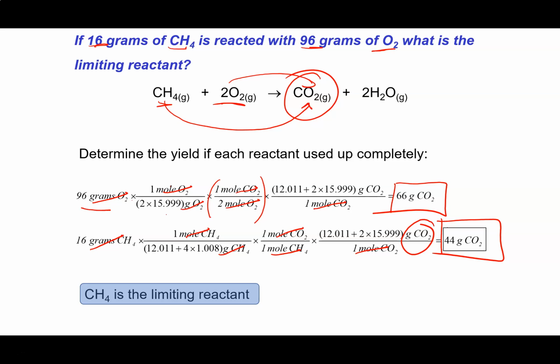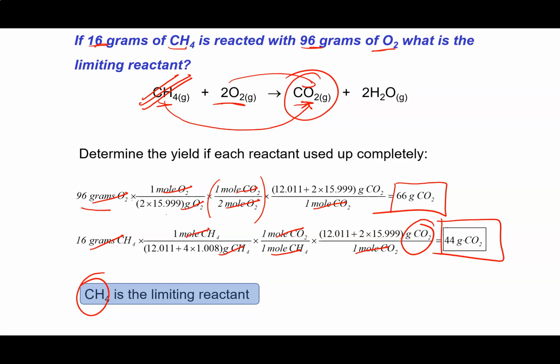It becomes obvious that the reactant that produces the smallest yield is the limiting reactant. So methane is the limiting reactant in this case. So what's going to happen? I'm going to make 44 grams of CO2, at which point I will have consumed all of my methane, none of that is left, and the reaction will stop. So the maximum amount of CO2 I can make is 44 grams.